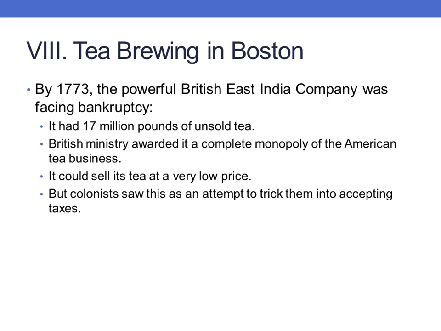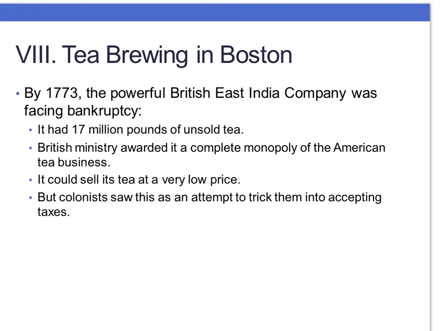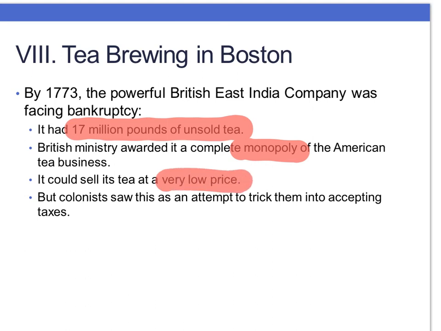So the lead up here to the Tea Party: the British East India Company had 17 million pounds of unsold tea. To get rid of that, the British government is going to allow them a monopoly, so they're not going to have to pay the tax on the tea, and they're going to be able to sell their tea cheaper than the other tea that's already in the colony. The British are actually thinking, well, this will be good, they'll be able to get this cheap tea that'll make everybody happy.